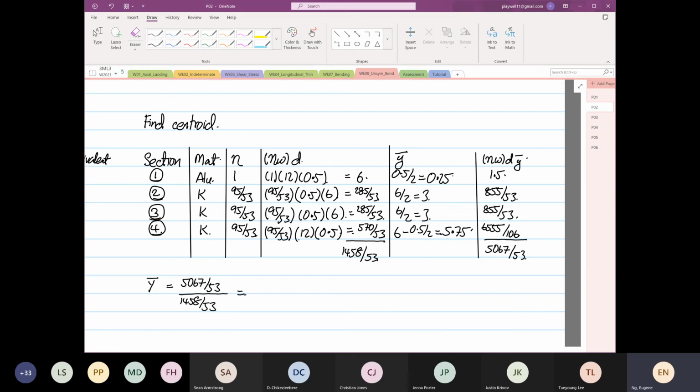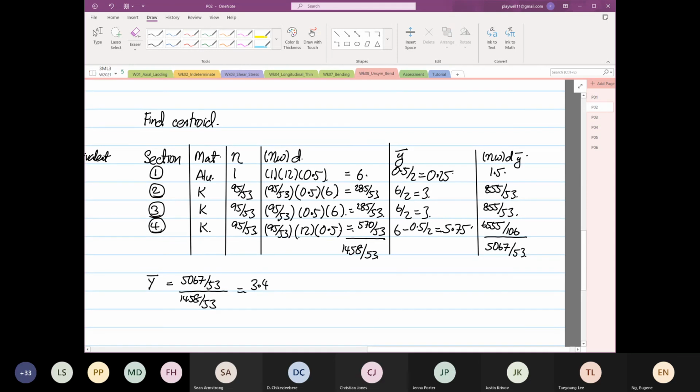Okay, so 5067 divided by 1458 is equal to 3.475 inches from the top. Okay, so 3.475 from the top, or minus 6, 2.525 inches from the bottom. If you take the reference from the bottom, that is what we will get.